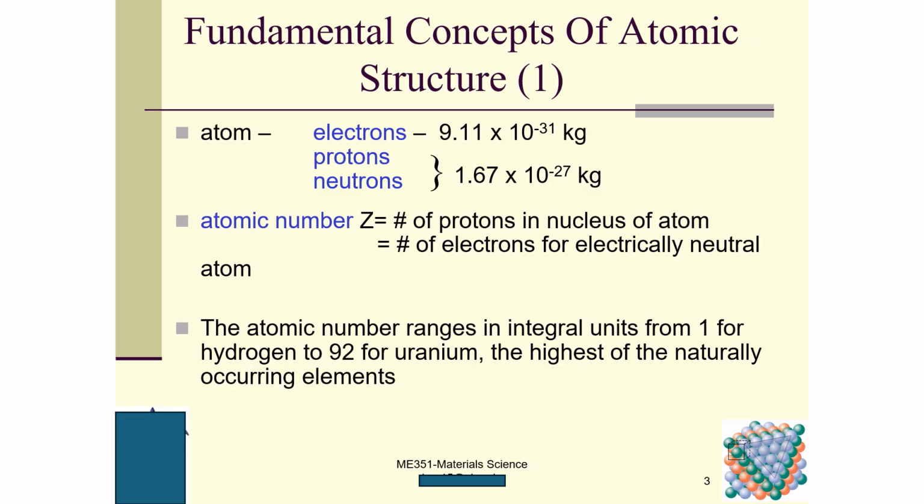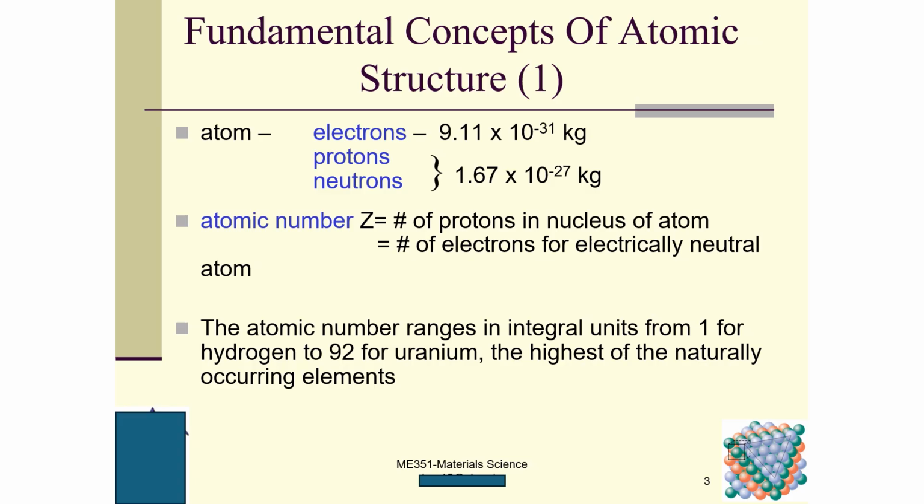And then we talk about atomic number Z. This Z is the number of protons in the nucleus of the atom. The nucleus contains protons and neutrons. And it also equals the number of electrons for electrically neutral matter. We will not talk about neutrons here. So atomic number equals the number of protons and also equals the number of electrons for an electrically neutral atom.